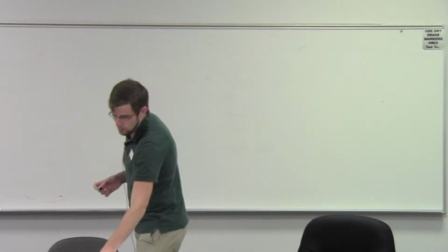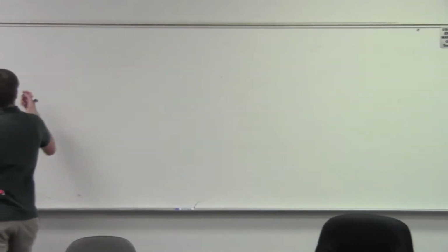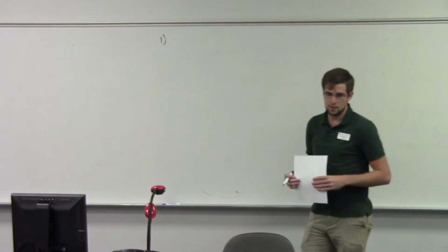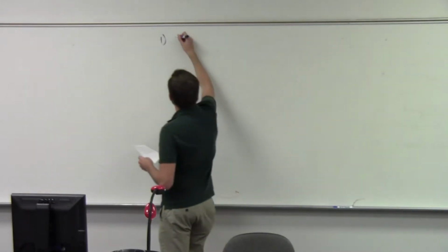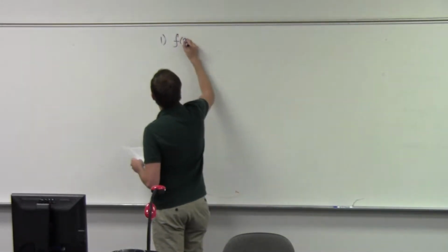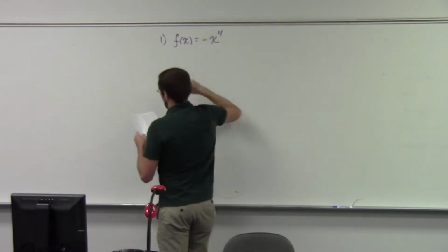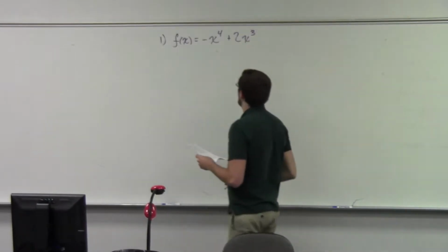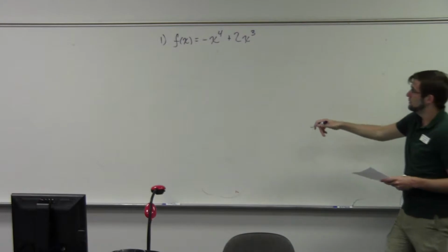All right, so let's get started with the first one. So step 1, right? The first step says to find the x-intercepts. So we're given a function, negative x to the 4th power plus 2x cubed. And the first step to find the x-intercepts, we set f of x equal to 0.